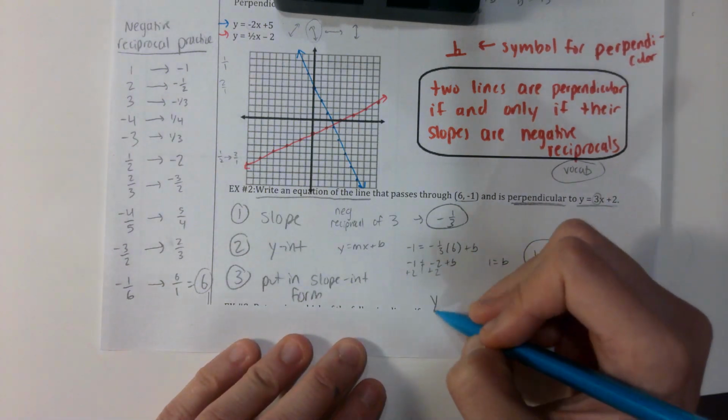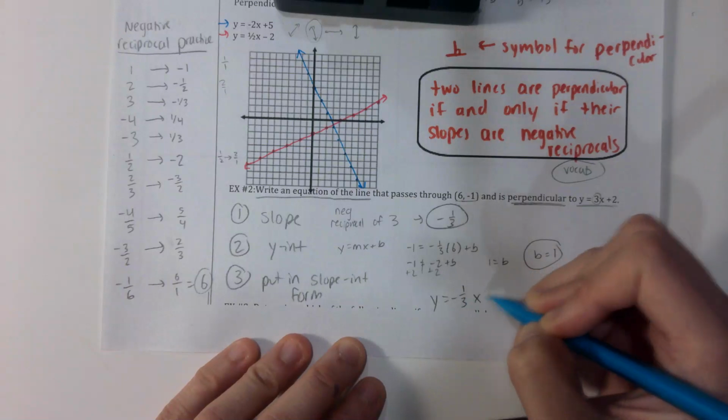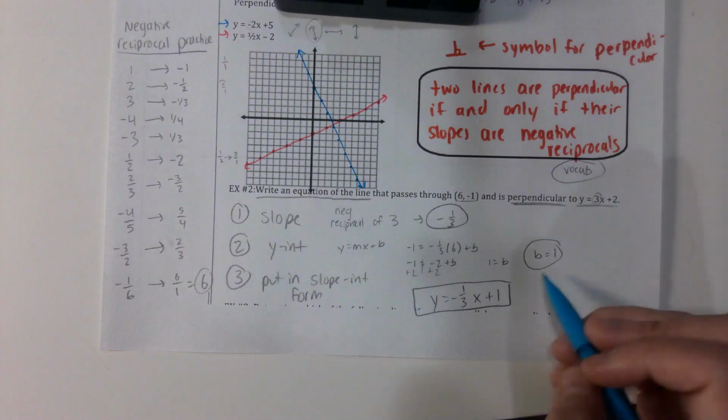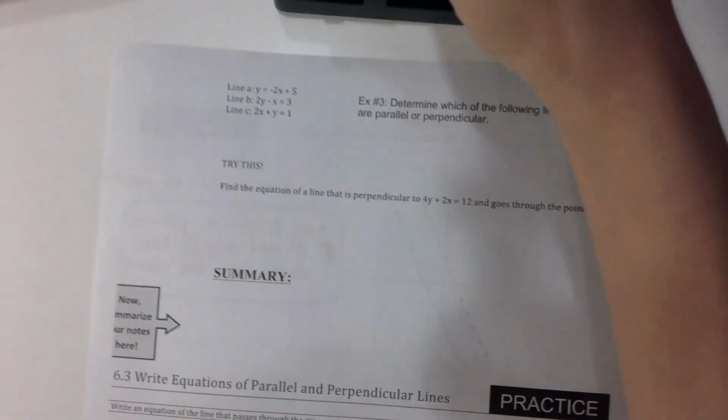And then y equals -1/3 x plus 1. And that's it. So not so bad. The biggest thing is just remembering parallel versus perpendicular and remembering how to find this b. Alright, let's take a look at the back. Okay.